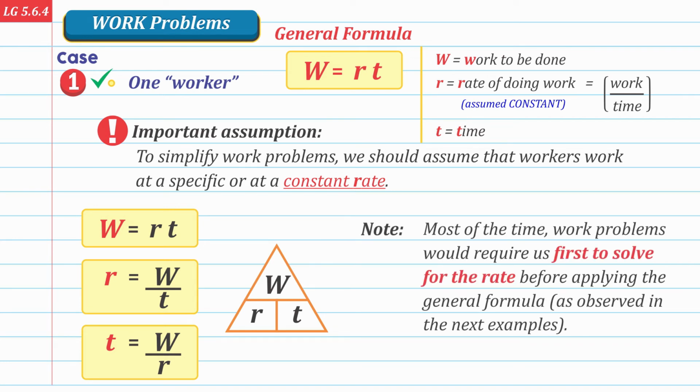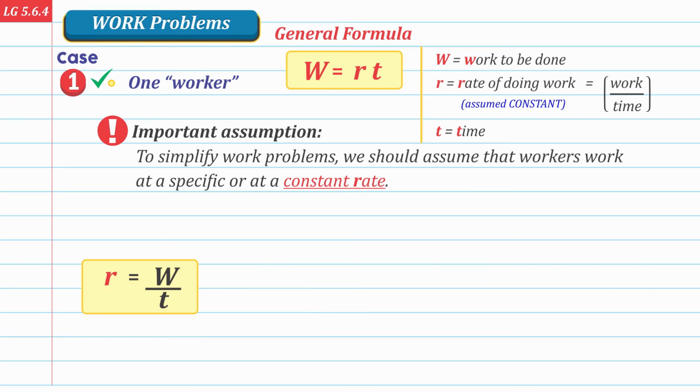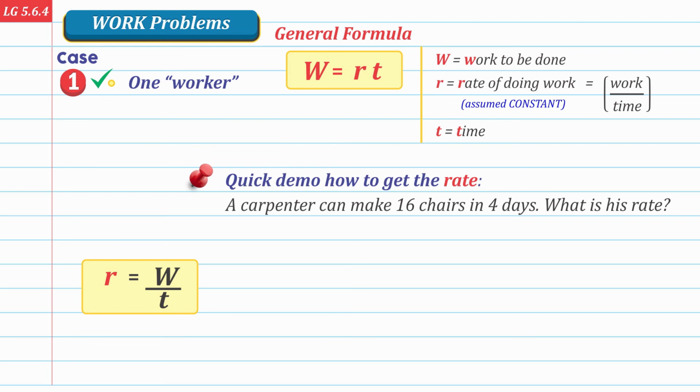As we said earlier, getting the rate is usually a very important step in solving work problems. So let's have a quick demonstration. Please follow as I read the problem. A carpenter can make 16 chairs in 4 days. What is his rate? Okay, let's compute for that.